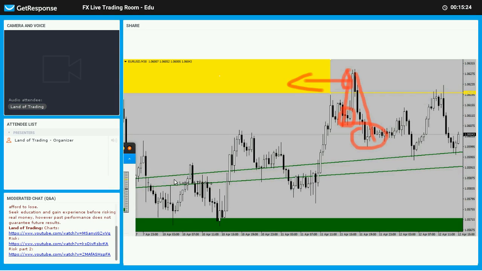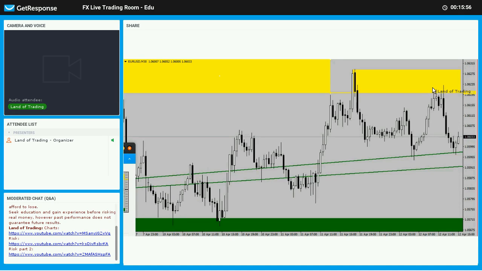So again, within this non-farm payrolls yellow base, right? We created another one. We created another one which has been hit earlier today.